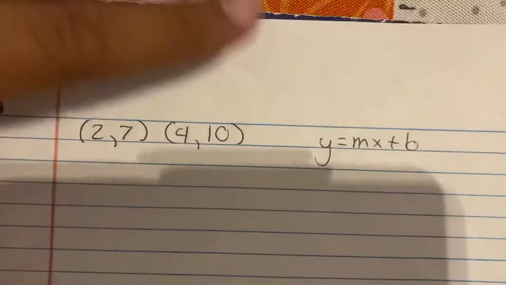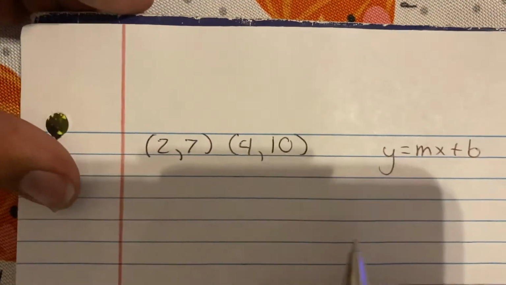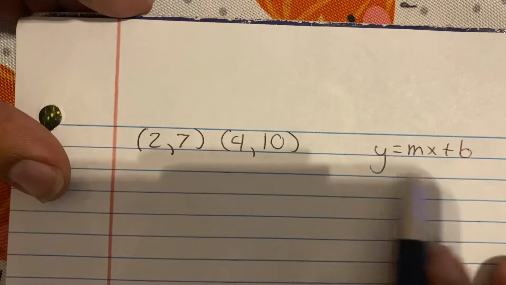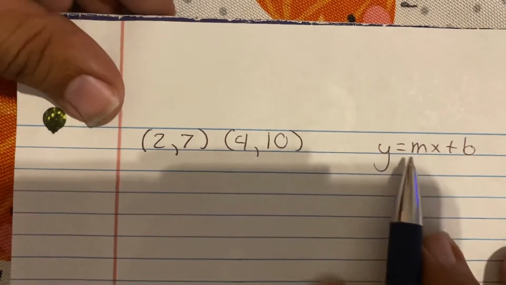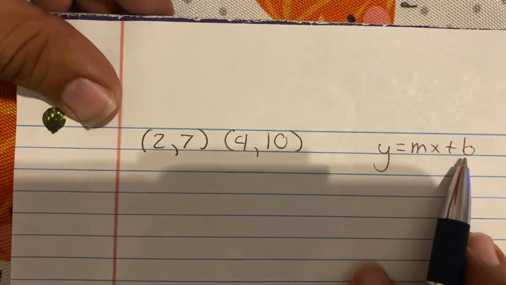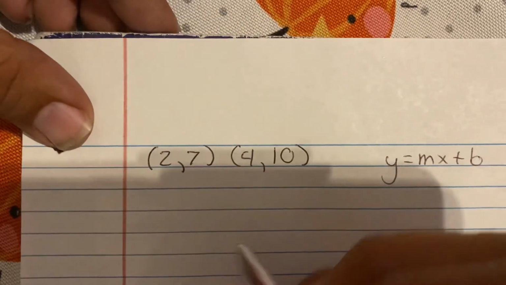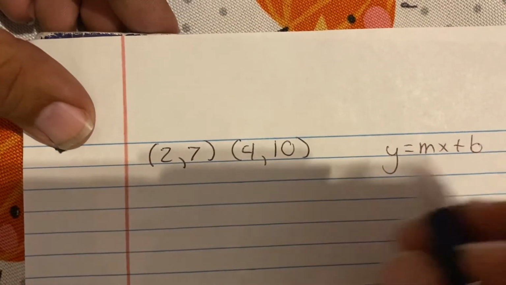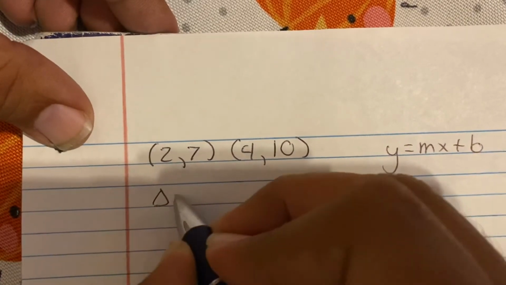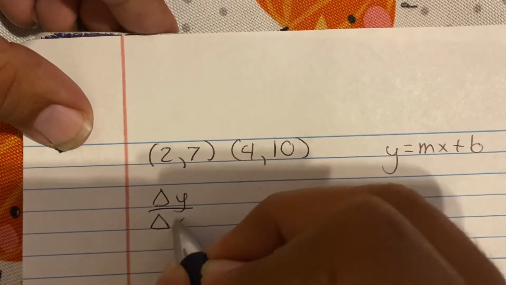Okay, last thing I've got to do is write slope-intercept form, which we just saw a couple minutes ago. The slope goes here next to x, and the y-intercept goes here. But how am I going to find that with these 2 points? Let me show you. The first thing you have to find is the slope. So remember, the change in y divided by the change in x.